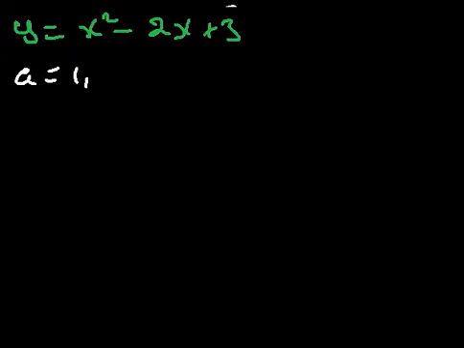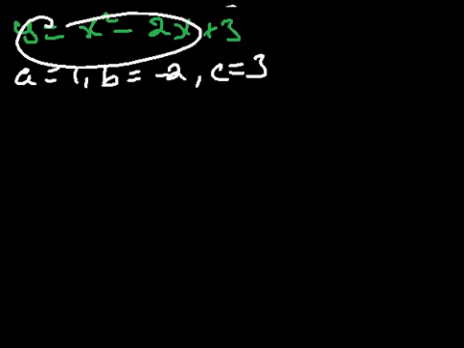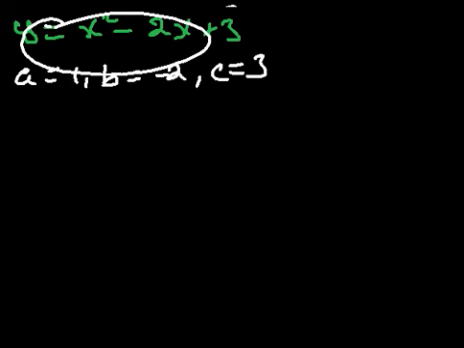Now how about if we have this case? Let's say we have this function. Let's say the function is given as y is equal to x squared minus 2x plus 3. So a is given as 1, and b is given as negative 2, and of course c is given as 3. Now we have to graph or sketch the graph of this quadratic function.